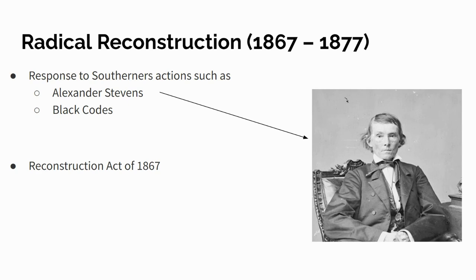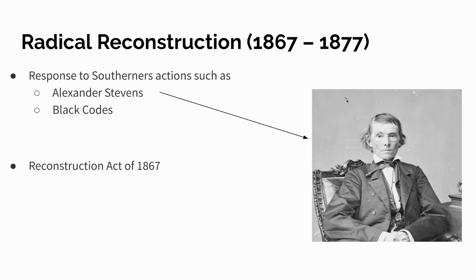And Radical Reconstruction means that Reconstruction is going to get more strict. And this is in response to Southerners' actions. Some examples are this guy pictured here, Alexander Stephens. He was the vice president of the Confederacy, and then he became a senator from Georgia, right? This is going to make the North very upset, because how could someone who's the vice president of a country who seceded from the Union, how did they get to be a senator? Okay, and he has obviously a lot of views that the North is going to disagree with.